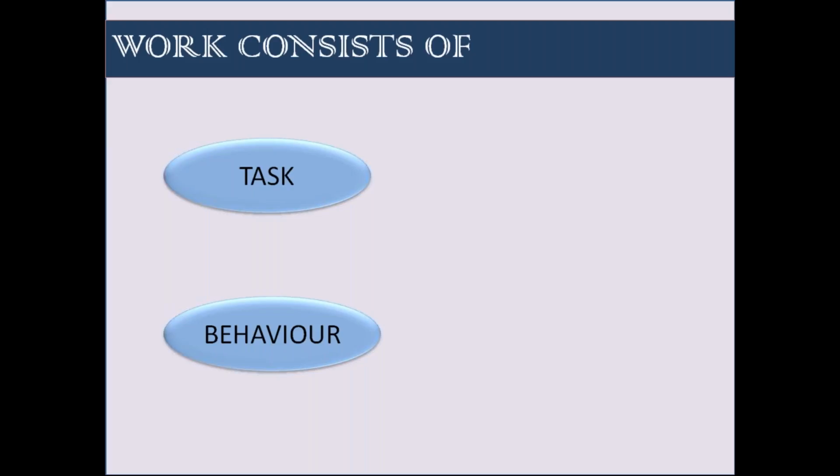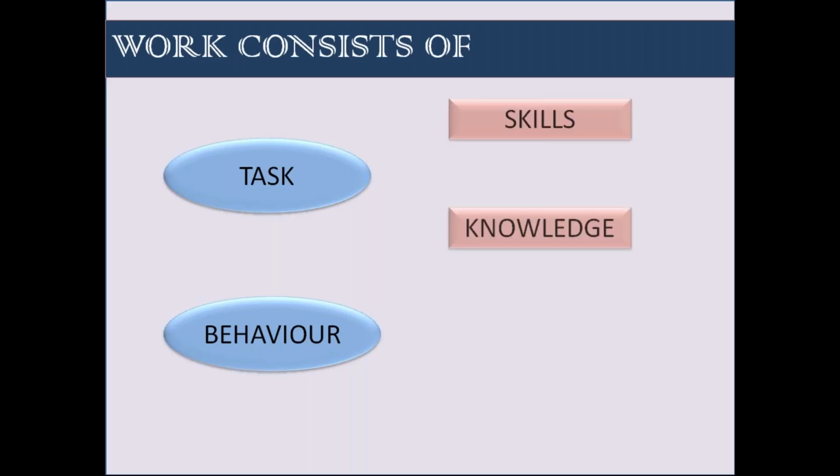The second part is the behavior. What kind of behavior you need to exhibit to be successful in the particular job. Now, task needs two things. It needs skills and it needs knowledge. Skills is how you exactly execute a task. For example, you may have to be skilled at a particular programming language, or you may have to be skilled at using some particular tools.